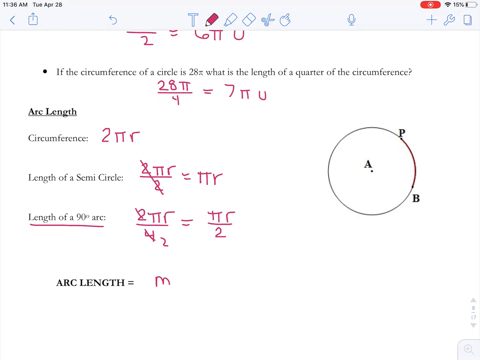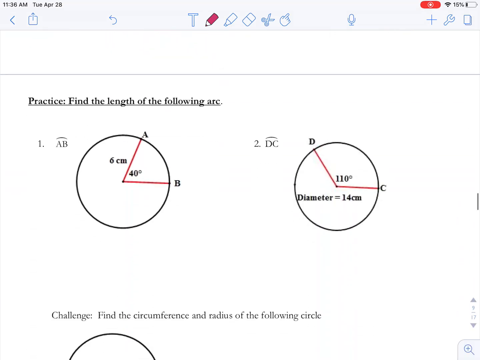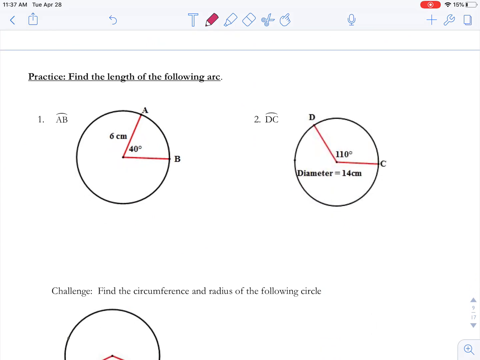So there is a formula that we can use to help us figure out any arc length. Okay, so for any arc length, it's the measure of the arc divided by 360, just like it was for the area. We're finding out what portion of the circle we want, and times that by 2 pi r, the actual circumference of this circle. So let's look at a couple examples of these.